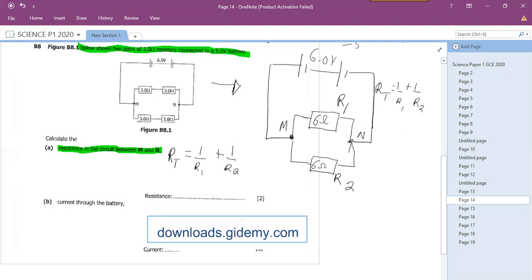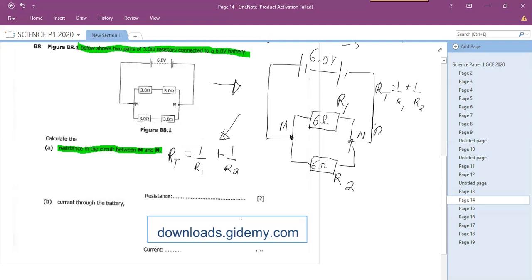What did we do? We converted the circuit. These two are connected in series, so we add 3 plus 3 to get 6. These two are also connected in series. That's how we add the resistance of resistors connected in series. But these two resistors are now in parallel, and for a parallel connection, this is the formula we use: total resistance is 1 over R1 plus 1 over R2.